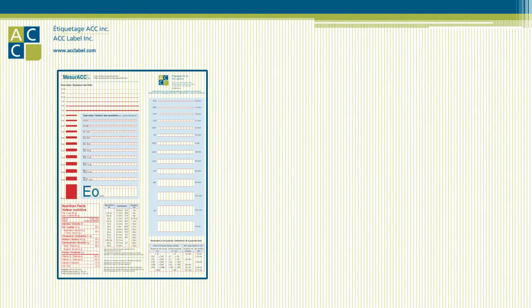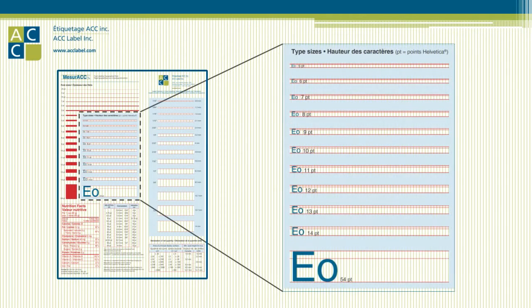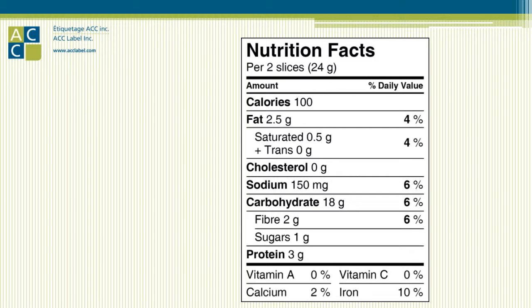The regulations specify type size requirements for the nutrition facts table in terms of points. The middle part of the MesurACC may be used to verify the prescribed type sizes in points. Here are examples of type size requirements for the standard nutrition facts table Model 1.1 unilingual or Model 3.1 bilingual.